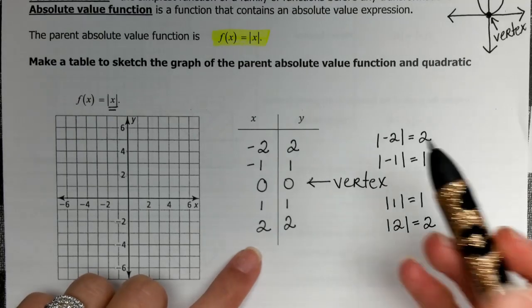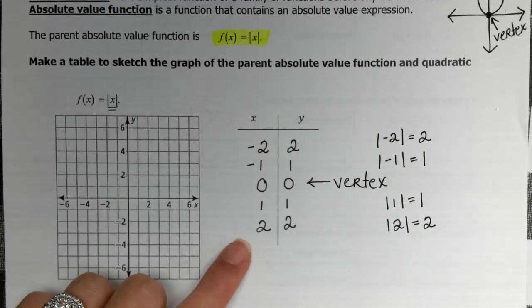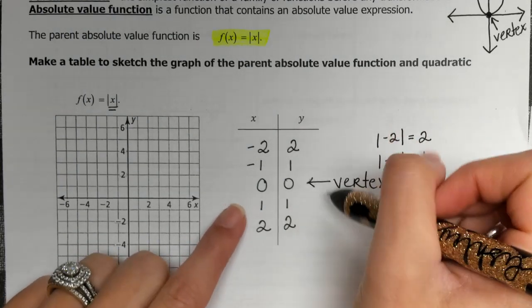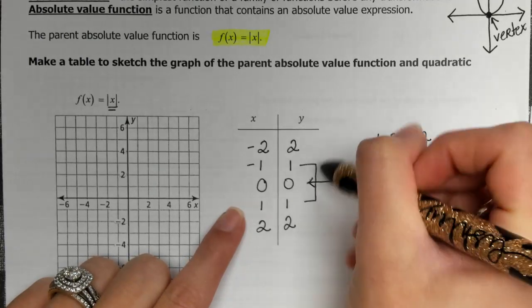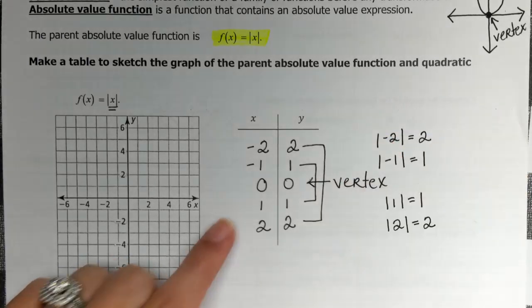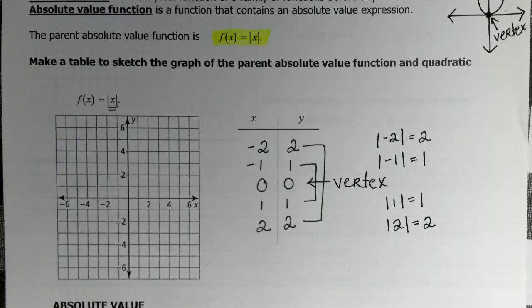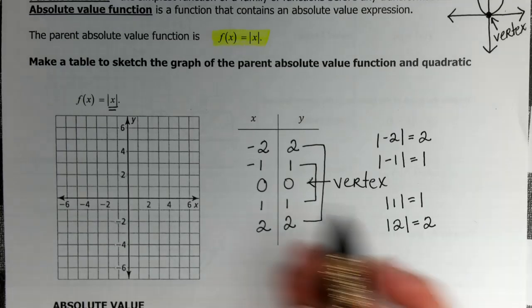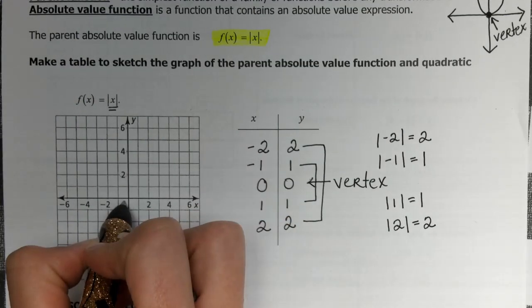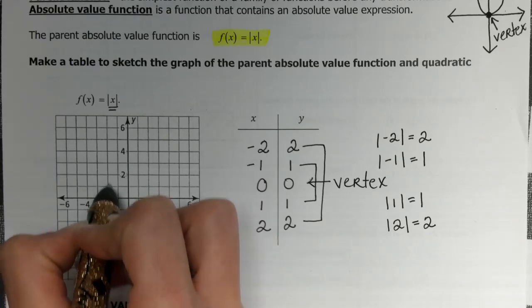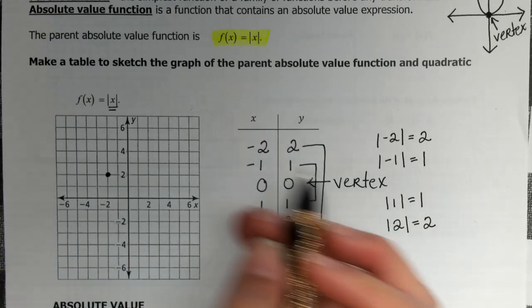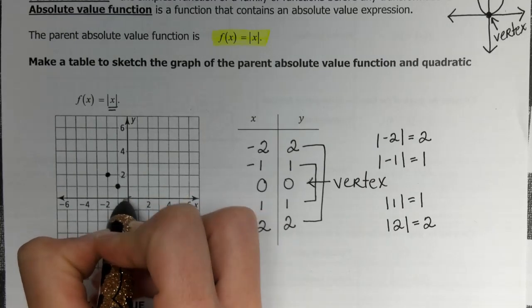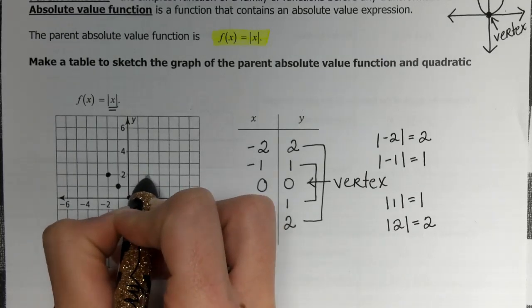Do you recognize anything with this table? Around this vertex, my y values mirror each other because your absolute value function will be symmetric. It's a V. So when we go to graph it, I've got -2, 2, so I'm going to go -2 on my x and then up to 2 for my y. And then -1, 1; 0, 0; 1, 1; 2, 2.